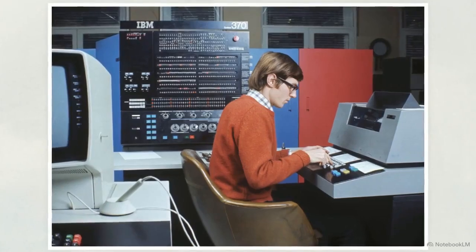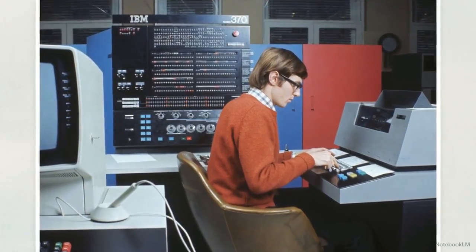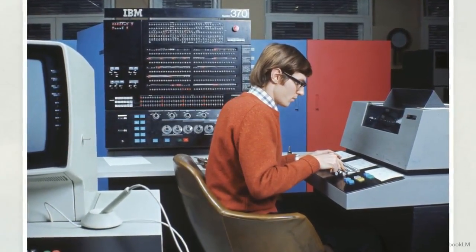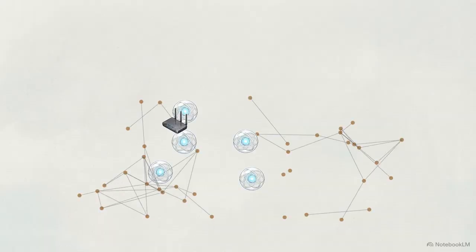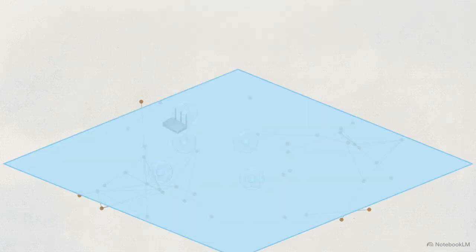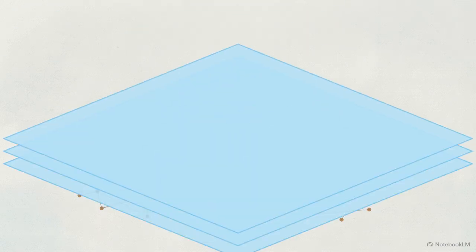Early computing systems required exact physical compatibility. If the transmitting and receiving hardware were not perfectly matched, communication failed. Global interoperability relies on a software architecture of rigid abstraction layers to manage this physical complexity.